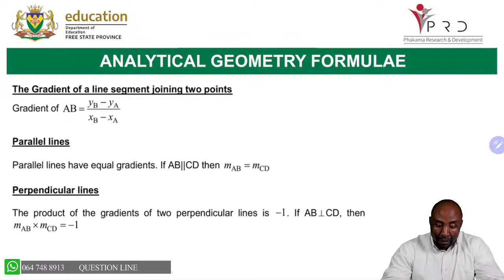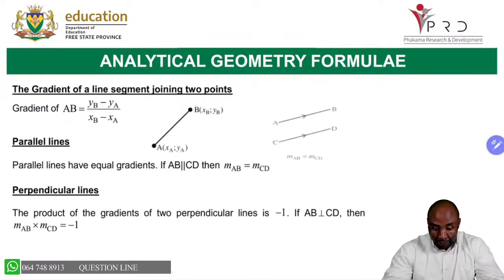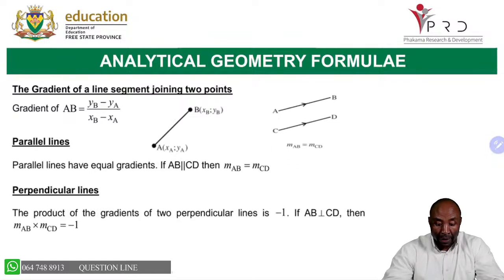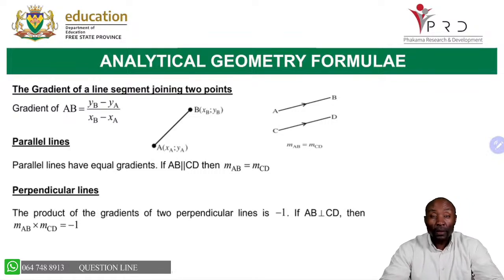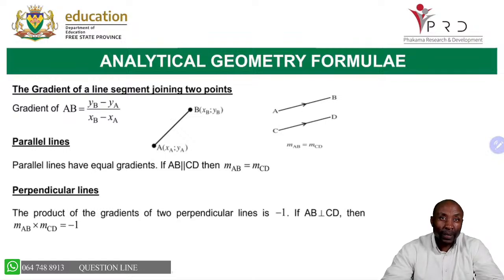Now, we also have gradient, which is also known as inclination or slope. Now, the steeper the line, it means the gradient will have a bigger positive value, or sometimes it might have a negative value. So parallel lines, we know that parallel lines have equal gradients. So if AB is parallel to CD, then the gradient of AB is equal to the gradient of CD. It's an important property that we must always remember here.